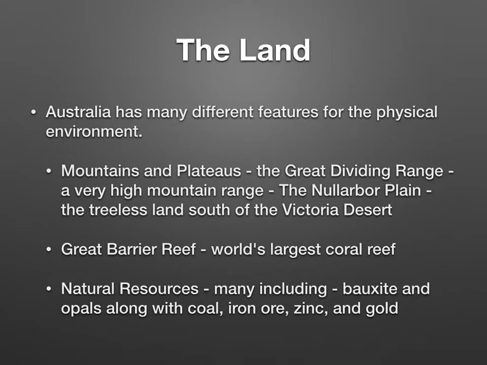So the land. Australia has many different features for the physical environment. From plateaus and mountains, we have the Great Dividing Range, which is a very high mountain range on the east coast of Australia. The Nullarbor Plain, the treeless land south of the Victoria Desert. Also, the Great Barrier Reef. This is the world's largest coral reef. The coral reef is home to thousands of different aquatic animals.